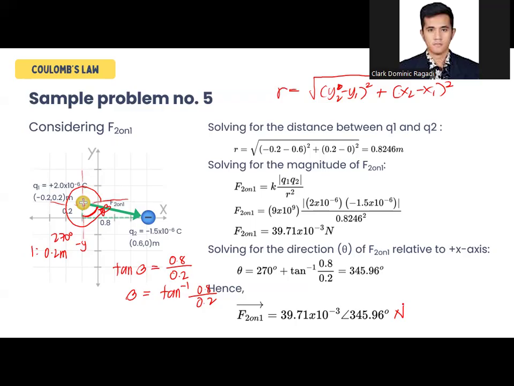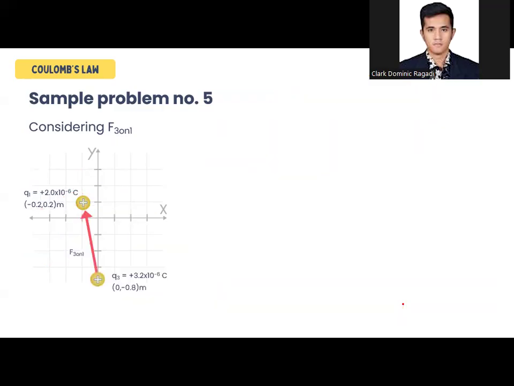So how about F3 on 1? We have here the force from Q3 at (0, 0.8) having 3.2 times 10 to the negative 6 Coulomb charge. Since we are looking for the force acting on charge 1, as you can see here, the direction of our force is pushing Q1 away, since this is repulsion. That is why F3 on 1 seems to be pushing charge 1.